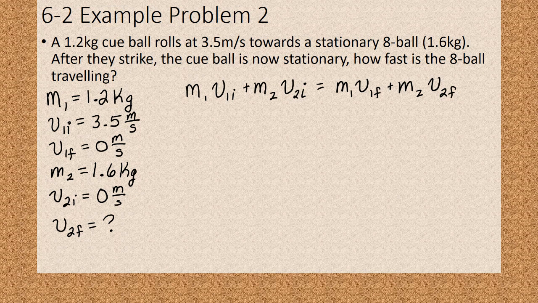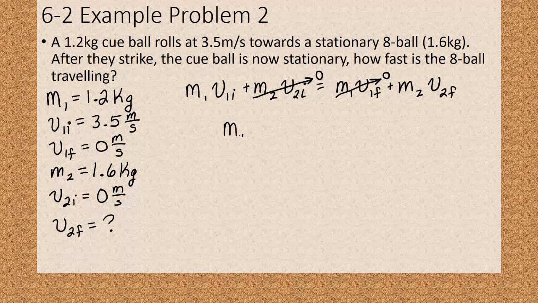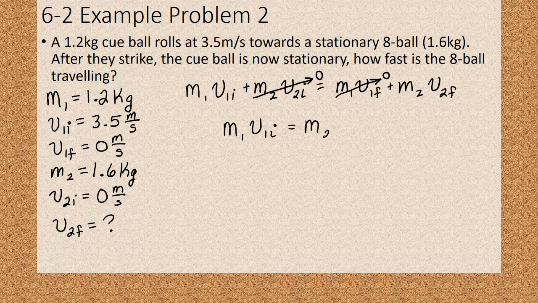So let's clean this equation up a little bit. M1 V1 final goes to 0 because V1 final is 0. And V2 initial is 0, so those go away as well. Which means that M1 V1 initial is equal to M2 V2 final. So to get V2 final by itself, we divide both sides by M2.